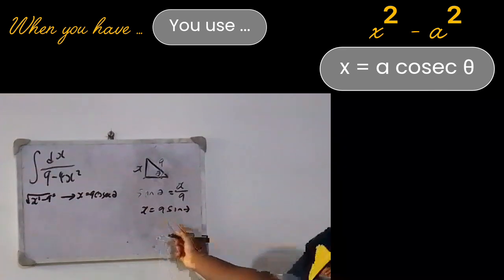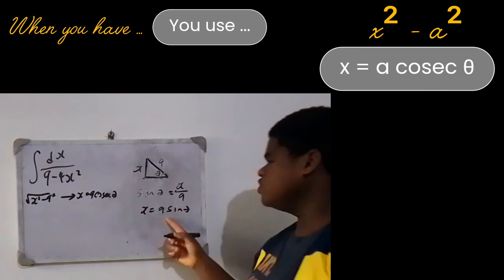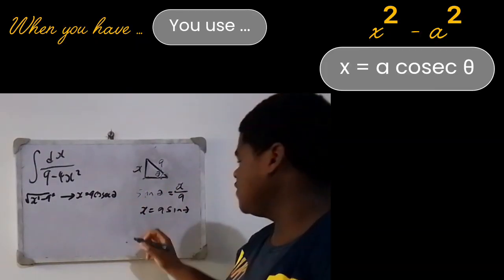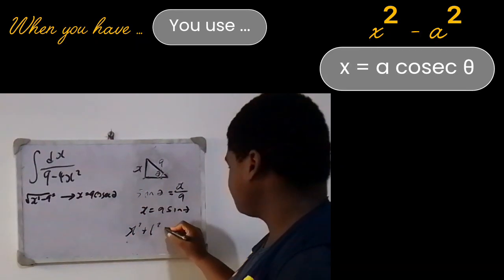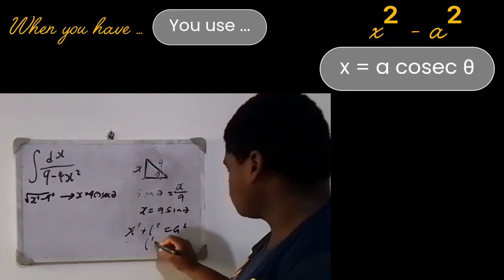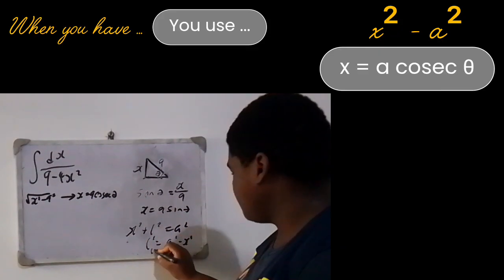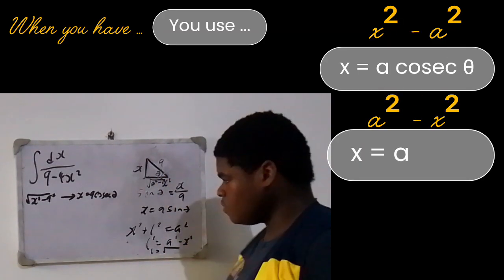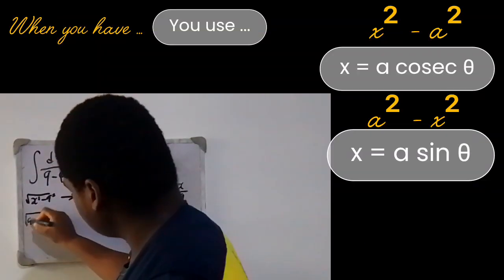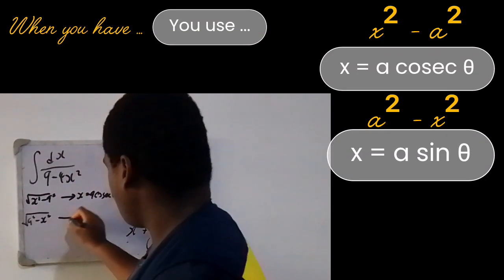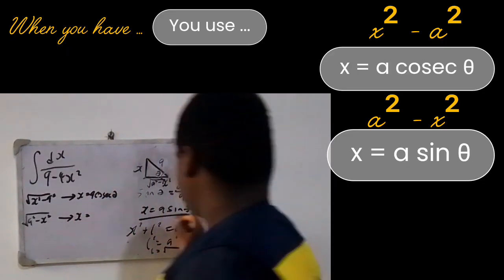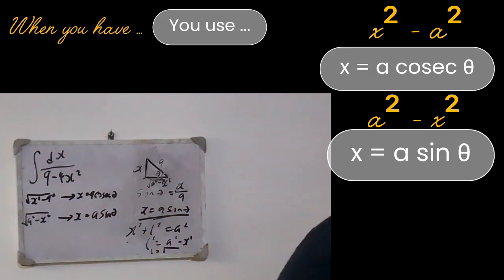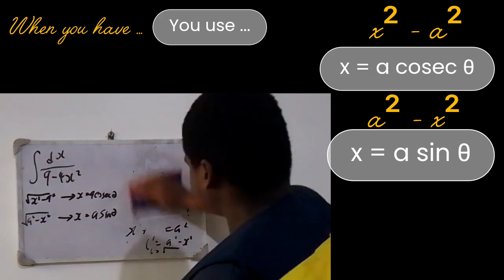Now when do we use x equals a sine theta, not x equals a cosec theta? We use this when we find this last side. Now what's the value of this last side? We have x squared plus l squared is equal to a squared. We have l squared is equal to a squared minus x squared. We have l is equal to the square root of a squared minus x squared. What this means is that when we have the square root of a squared minus x squared, the one we are going to use is x equals a sine theta. Let's find one more.